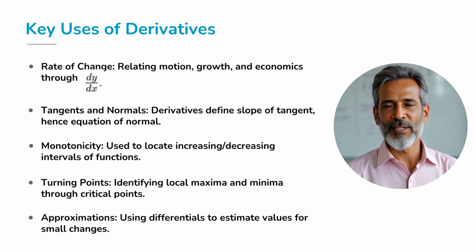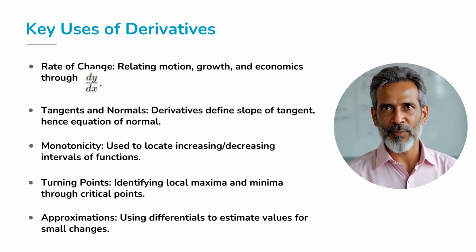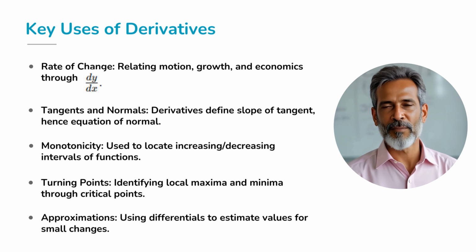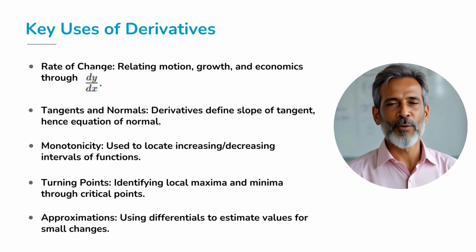Now, where do derivatives sneak into our daily life? Let's explore. First, rates of change. Like petrol consumption, liters per kilometer, which is dy by dx. Second, tangents and normals. Imagine a bicycle tire touching the road. The line of touch is the tangent, and the line perpendicular to it is the normal. Both come from derivatives. Third, monotonicity. Using derivatives, we decide if a company's profit graph is going up or down.